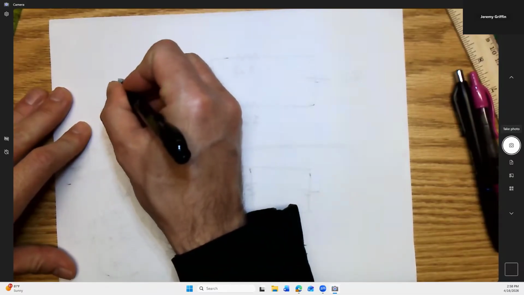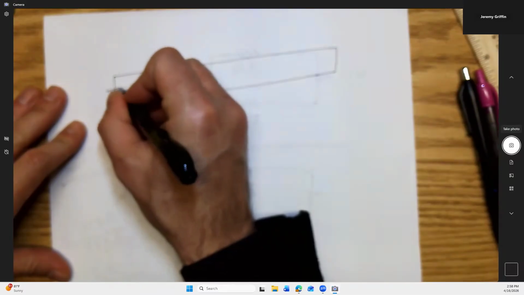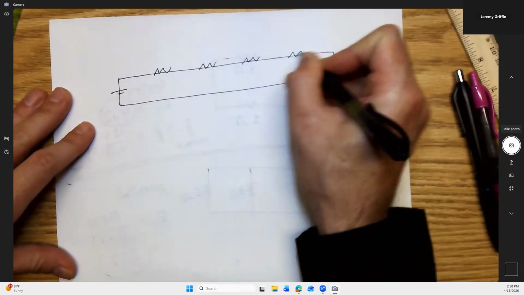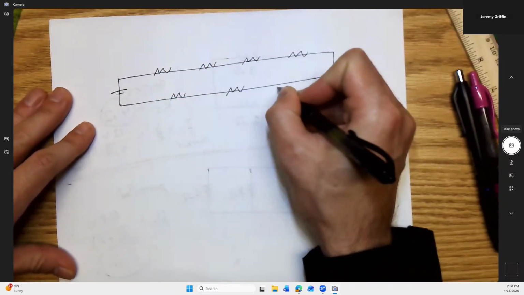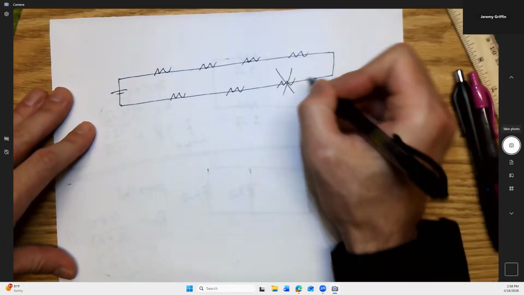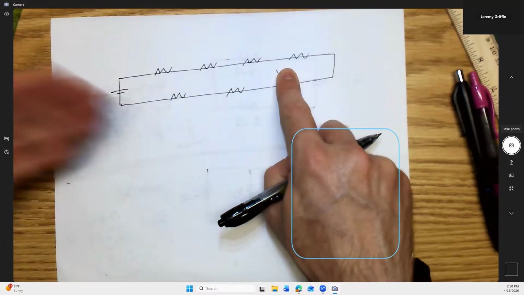You guys ever seen a string of Christmas lights? There are different ways you can manufacture a string of Christmas lights. One is that you can put all of the Christmas lights in series. Then, guys, if this one right here burns out, doesn't that open the circuit so that no current can flow, and then they all turn off?